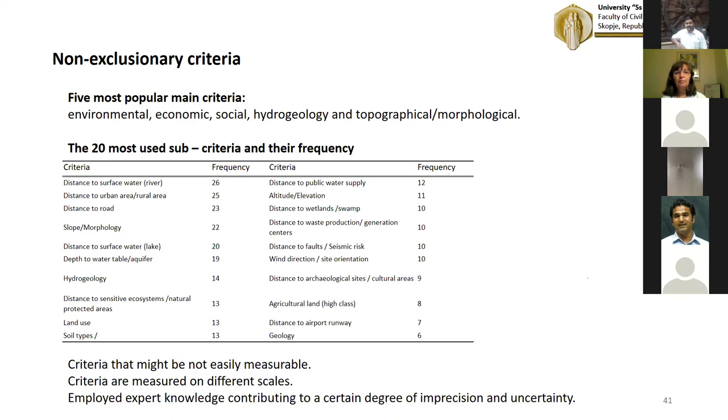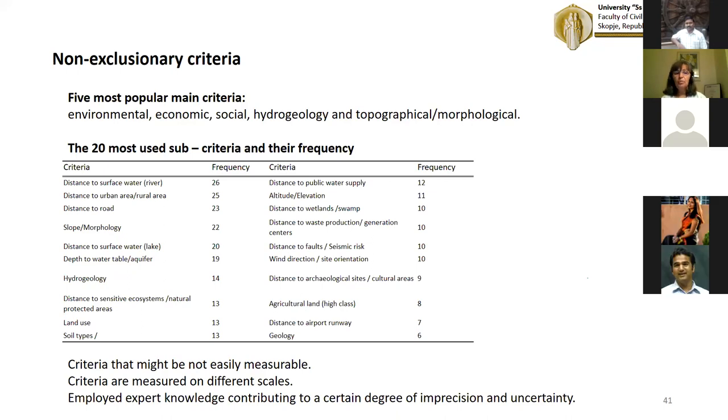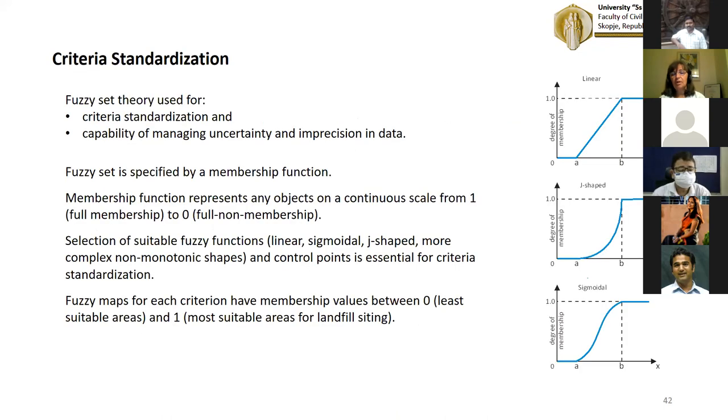But when it comes to the criteria, it's very important to know that all these criteria might not be easily measurable. They can be measured in different scales, and that can lead to some imprecision and uncertainty. Sometimes expert knowledge is also used, and it also contributes to a certain degree of imprecision and uncertainty. That's why there is a need for criteria standardization, and that's why fuzzy set theory is being used.